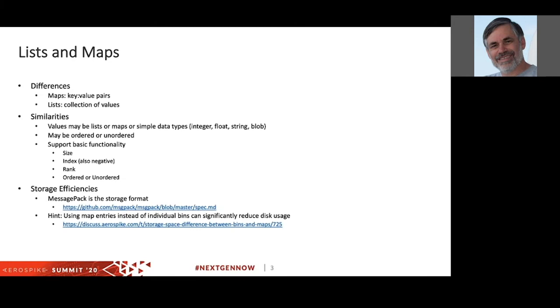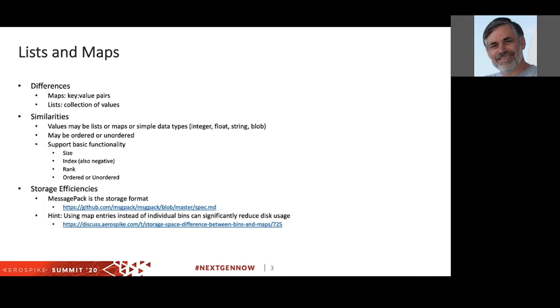What are the similarities and differences between lists and maps? Well, some simple obvious differences are that maps are composed of key value pairs, while lists are collections of values. The key value pairs must have unique keys in a map. That's a major hindrance in time series data. We'll talk about that a little later.